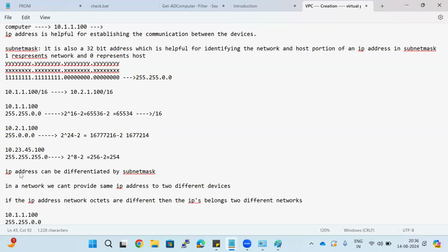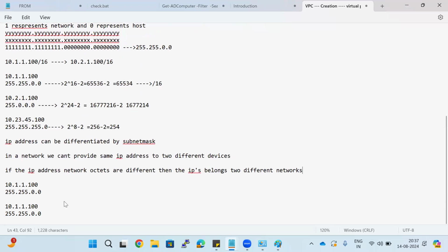Two different networks. Understood? These are the main things that you need to understand. Okay. Now, a basic question for you. 10.1.1.100, 255.255.0.0. So this is the IP address and the below one is the subnet mask.